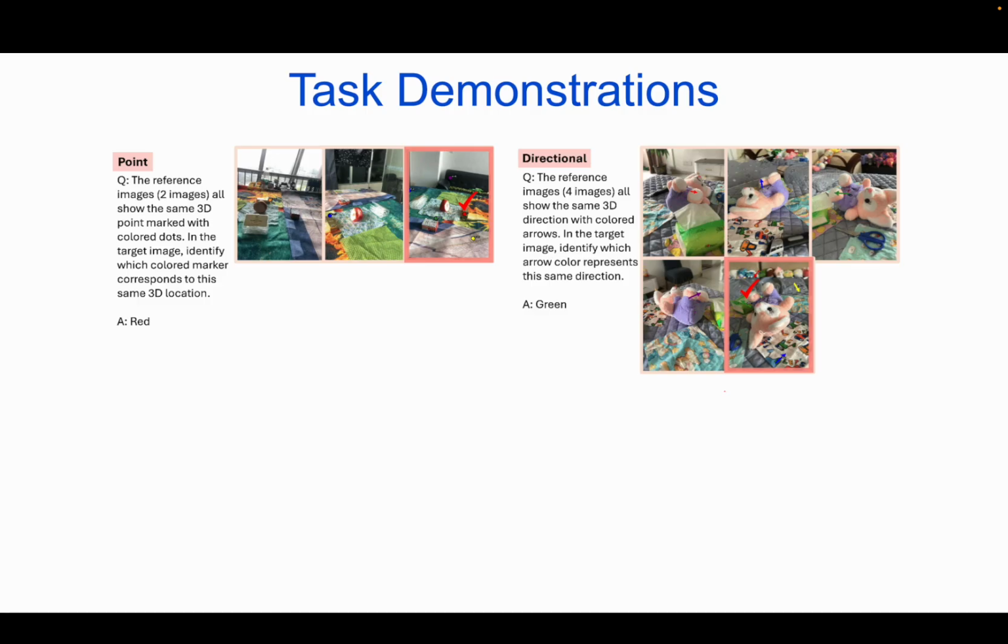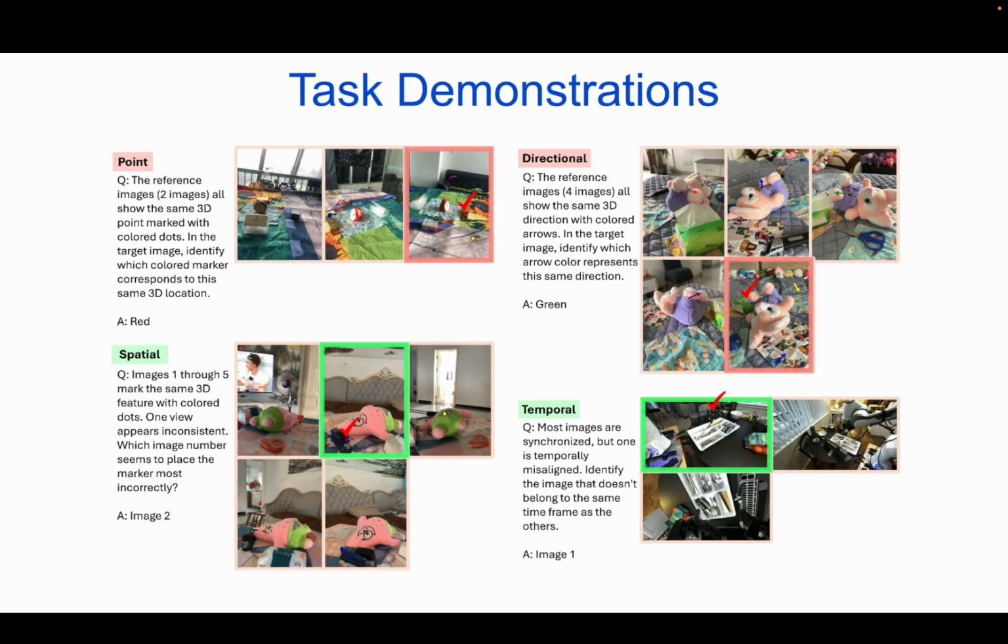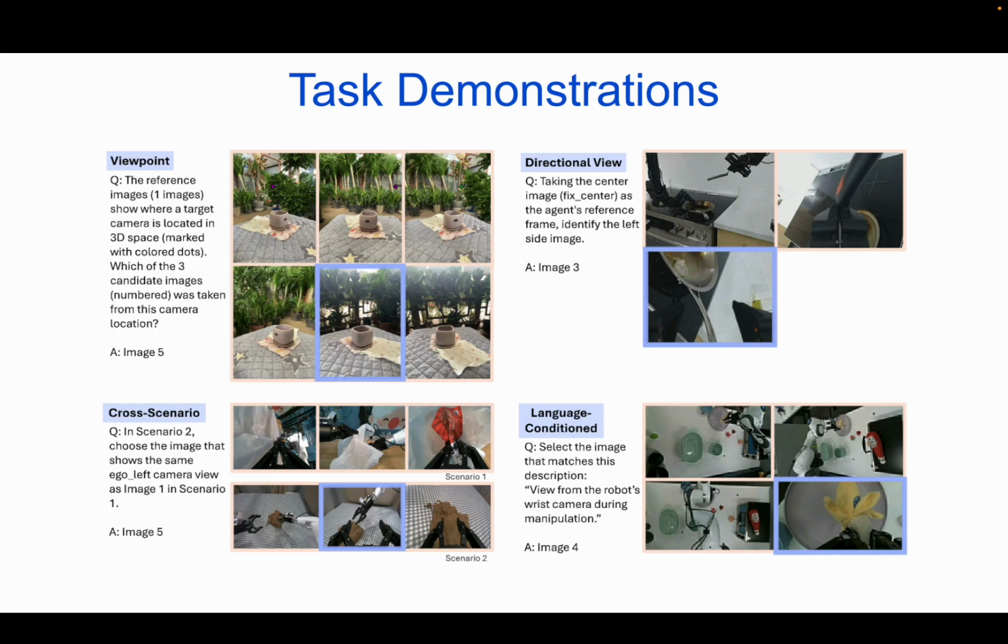The correspondence category includes point and directional tasks. Both require identifying matching elements across multiple reference views. The verification category includes spatial and temporal tasks. Both detect inconsistencies, either geometric or temporal, across views. The localization category includes 4 tasks: viewpoint, directional view, cross-scenario, and language conditioned. All require reasoning about camera positions and their spatial relationships.